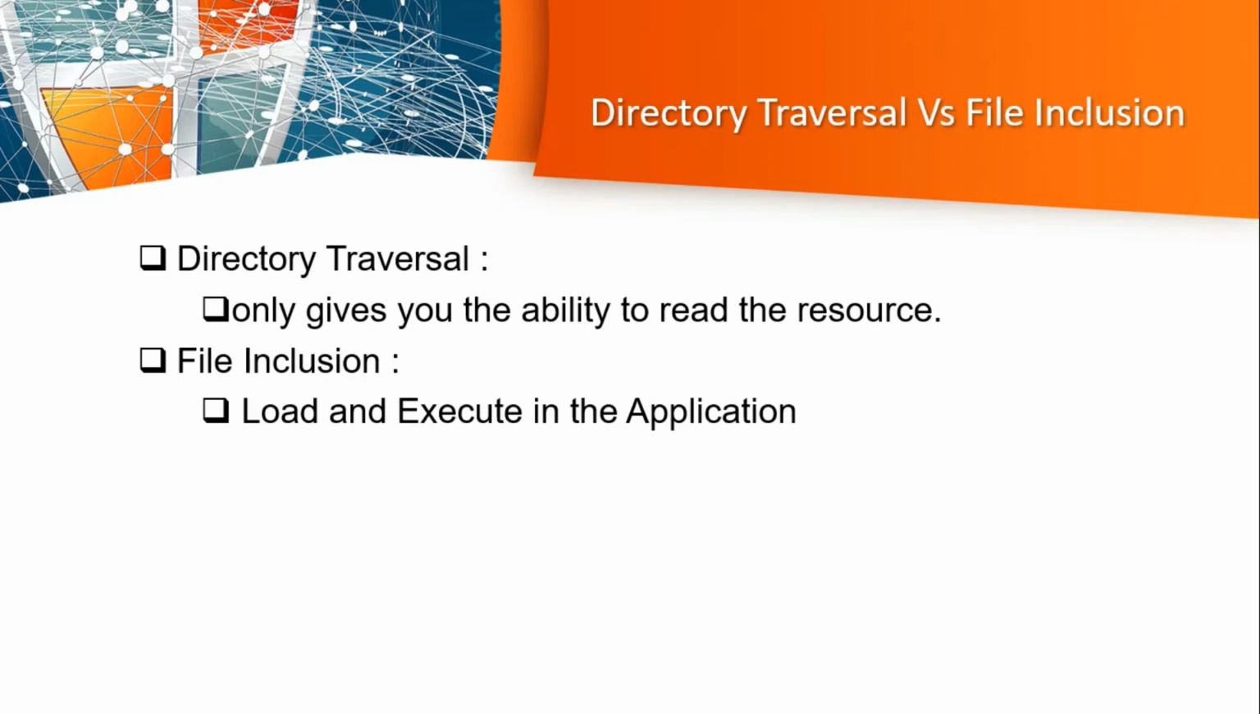Now let's understand the difference between directory traversal and file inclusion. The main difference is that with directory traversal, you can read a file, but not execute that particular file. But in file inclusion, you may upload your shell or a malicious script to the server in the context of the application, but in directory traversal you can only read that particular file or sensitive files.